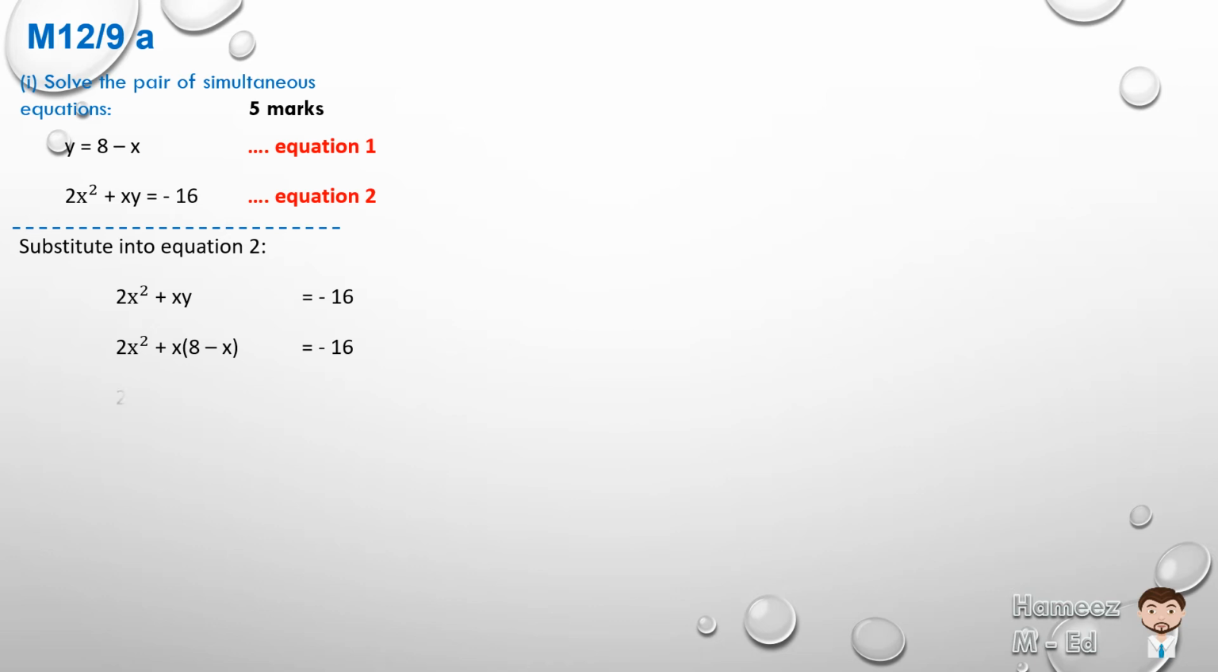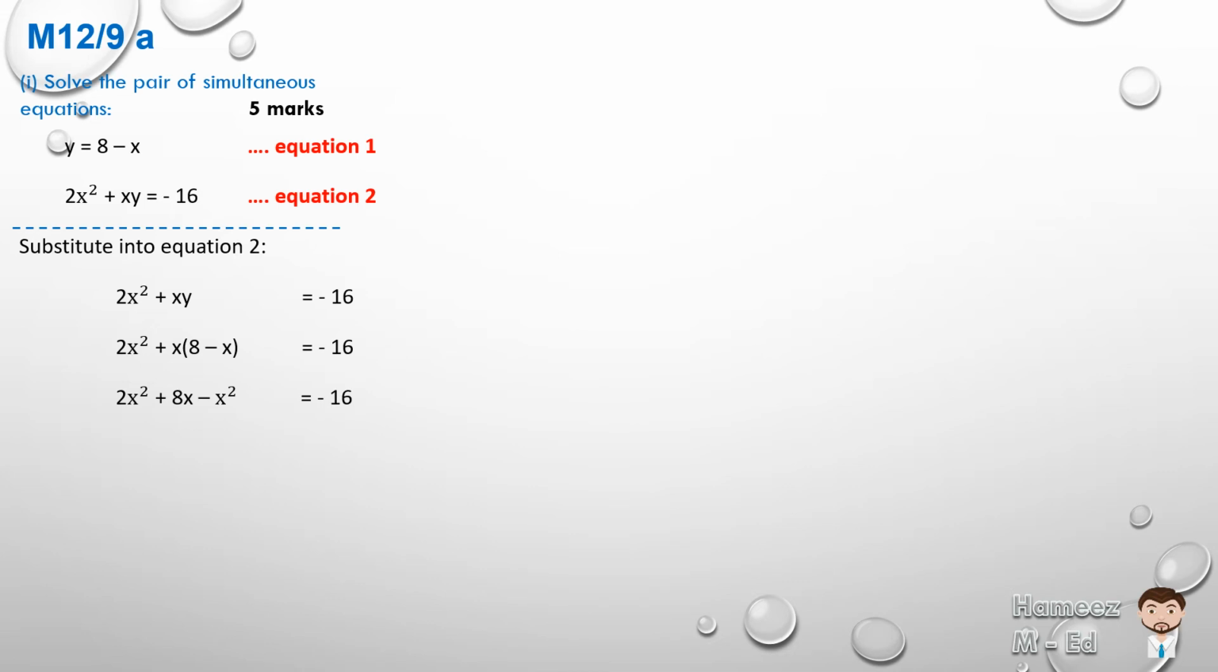So let's expand that. 2x squared plus x times 8 is 8x, and x times x is minus x squared is equal to minus 16. And if you want to solve a quadratic, the best way to work it out is put everything across on one side, so the other side is equal to 0. So let's bring the minus 16 across.